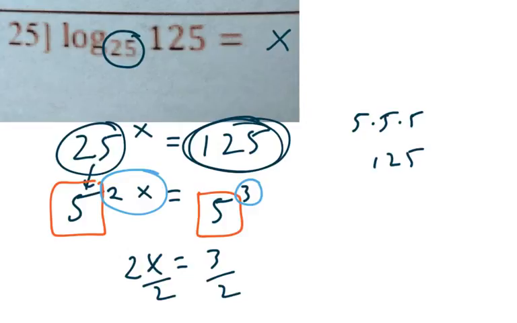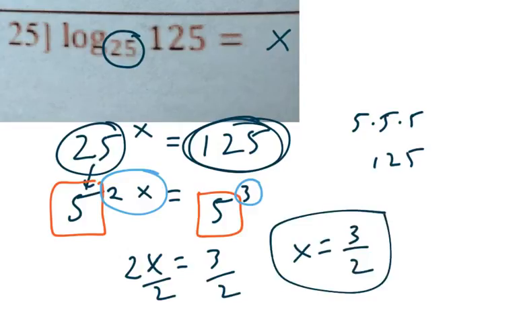Once I divide by 2, x is 3 halves. And your teacher should accept the improper fraction. Matter of fact, they prefer it. 3 halves. You don't have to divide this and make it 1.5, for example. Okay? All right, let's take a look at another one.